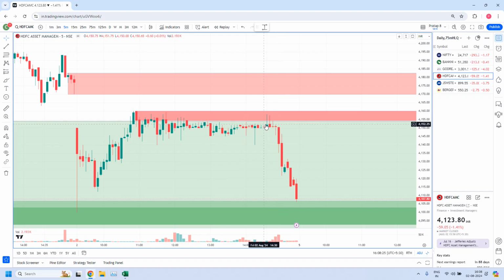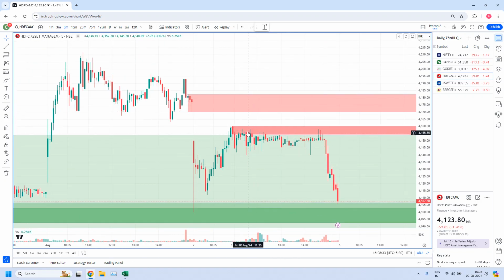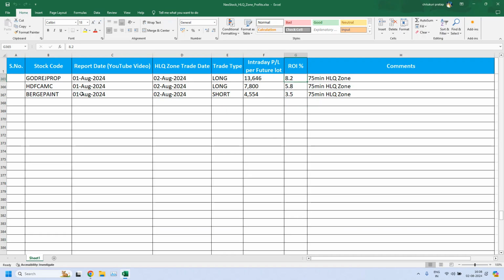This is almost close to the market hours. This is at 2:30. At least at closing hours you will definitely exit. After that prices came down, that is a different story. But somewhere here you would definitely have exited. So in this way, HDFC AMC has given a profit of 7,800 rupees, which is 5.8% ROI.